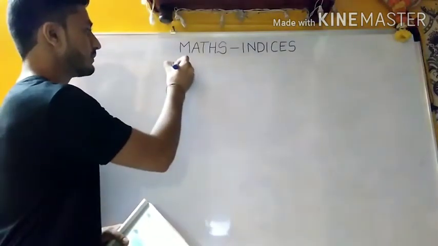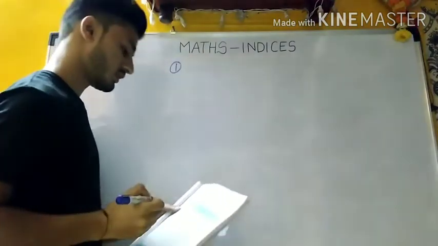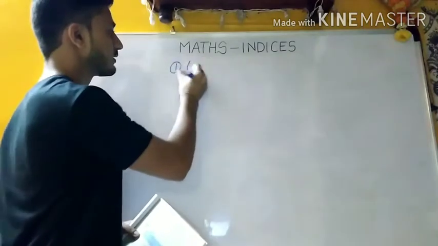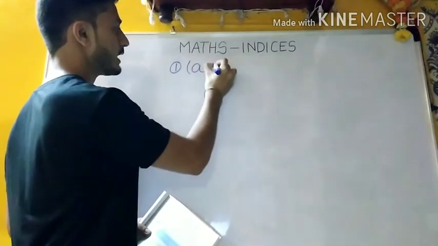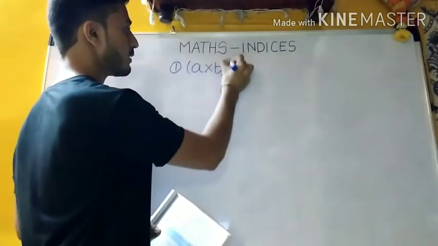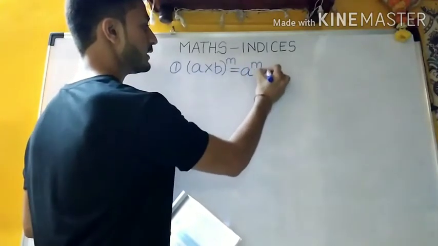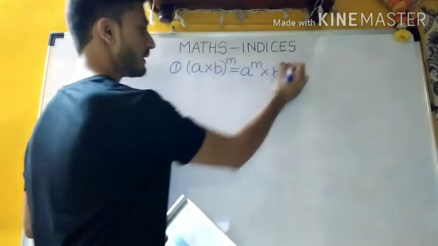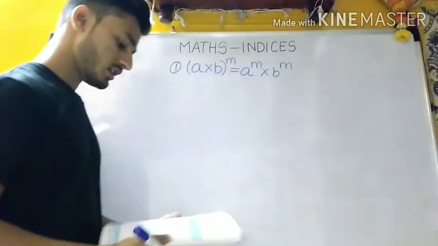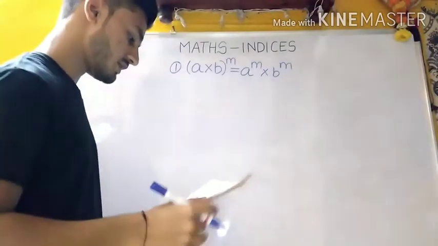For the first formula, that is (A multiplied by B) raised to the power m is equal to A raised to the power m into B raised to the power m. For this question we will solve with the help of examples. Okay.